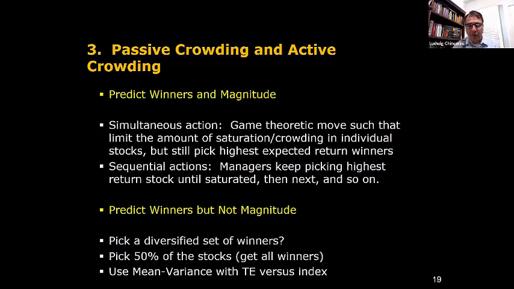Let's now go to another version. They can predict winners, so the active managers know what are good stocks, but they don't know how good they are. Okay, so what should they do then? Well, one idea is just buy all the good stocks, pick a diversified set of winners, but they don't know what all the good stocks are. We know that they're good at picking, but they may not know every good stock. So the other choice is just pick 50% of the stocks. Get all winners if they know the winners. And another way is going back to mean variance. So reduce your tracking error and pick the best stocks with your alphas or whatever you're using. Okay.